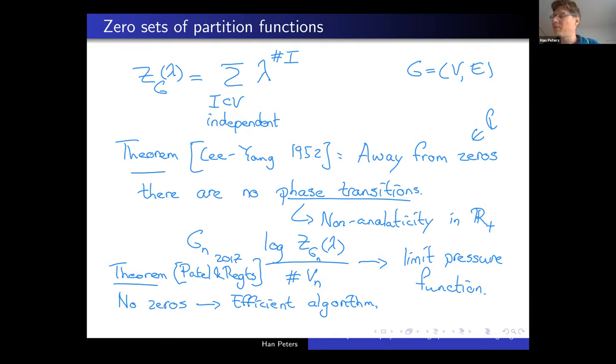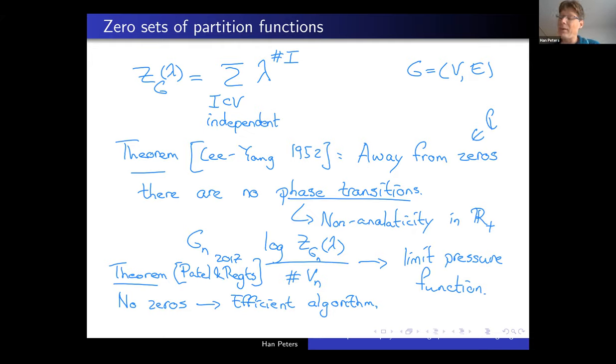So it's in general a computationally hard problem to exactly compute the partition functions. But in terms of this pressure function where you take the logarithm, having a very small multiplicative error is okay. So in this domain where you don't have zeros, you know you can do this in polynomial time, which is about as good as you can hope for. So there are two very different motivations for studying the zeros.